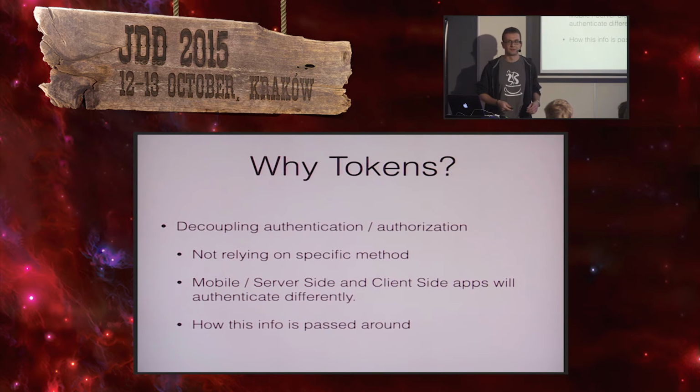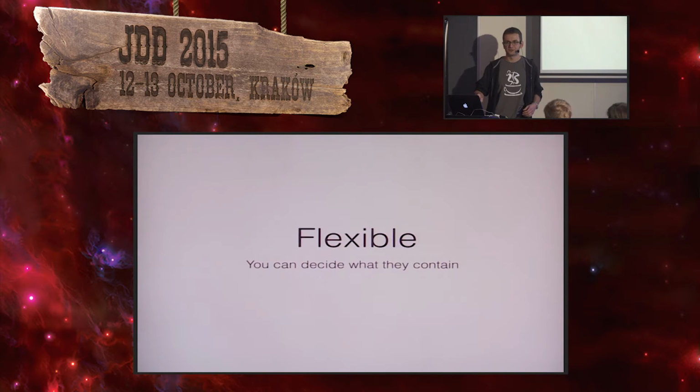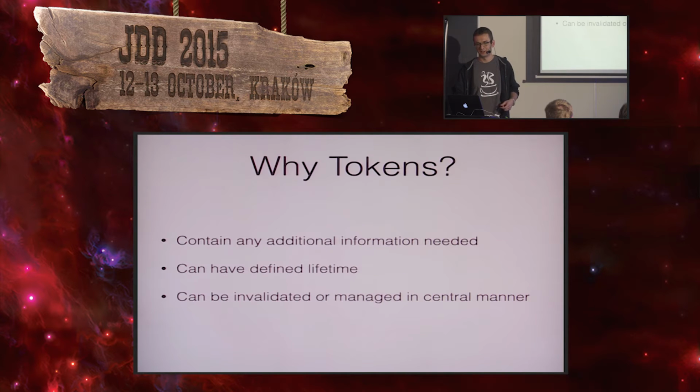Why tokens? Tokens are very good because they allow us to decouple authentication and authorization methods. And those methods really depend on what the application type is, what the environment is, what the scenario is. And they are very easy to pass around. They are very flexible because we can develop our own contract and can decide what should be in such a token. So we can add a lot of additional information there. We can define the lifetime of the token, how long it should be valid, and we can invalidate it and manage it in a central manner.